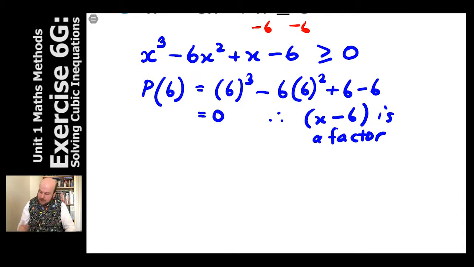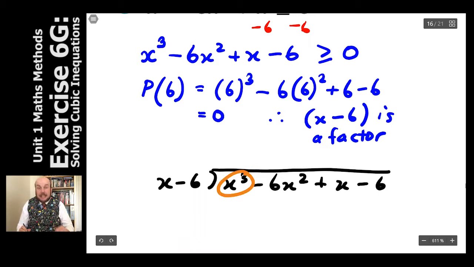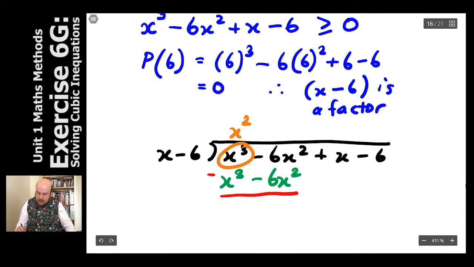So what I can now do is my lovely bit of long division. And we'll set this up here. X cubed divided by x will be x squared. X squared times x is x cubed. X squared times negative 6 is negative 6x squared. Oh, we've got some cancelling going on here, because both of these will end up equaling 0. So we'll need to bring these two down.